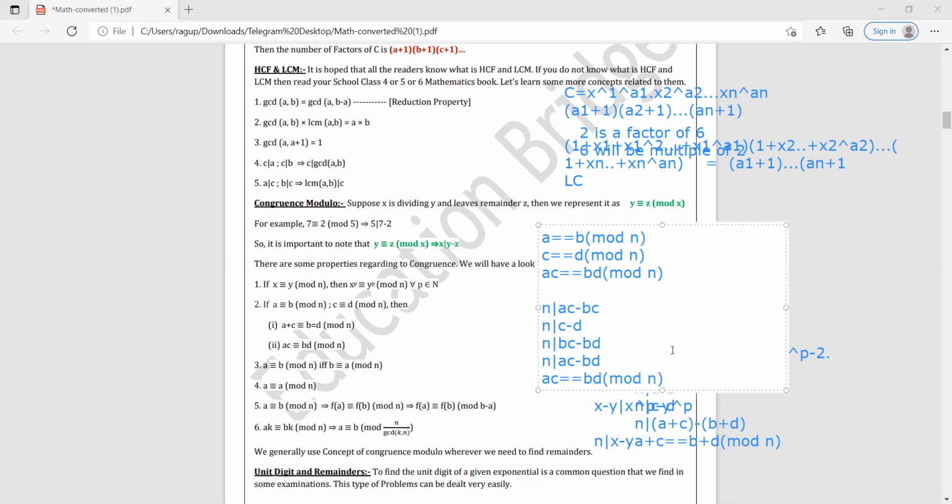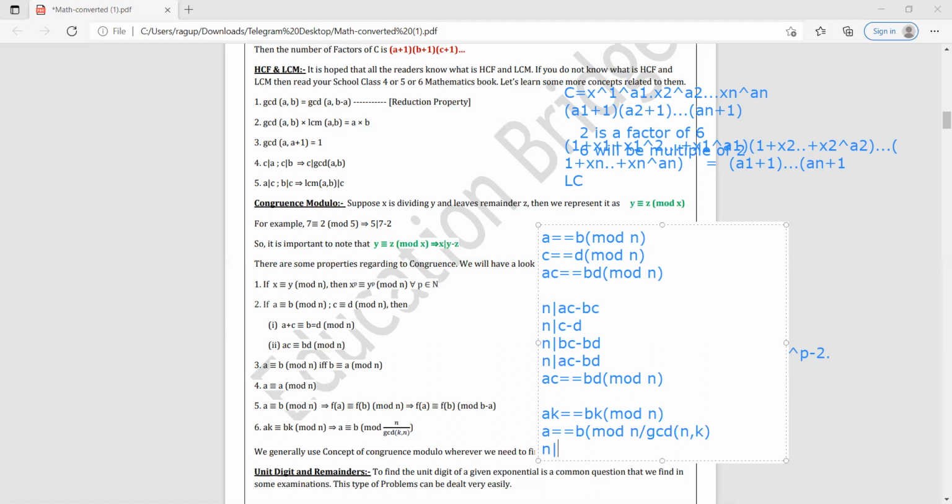and this is an important property: if AK is congruent to BK mod n, then A is congruent to B mod n divided by GCD of n comma K. So what we are given is that AK is congruent to BK mod n, and we have to prove that A is congruent to B mod n divided by GCD of n and K.